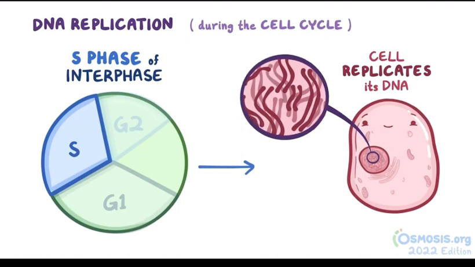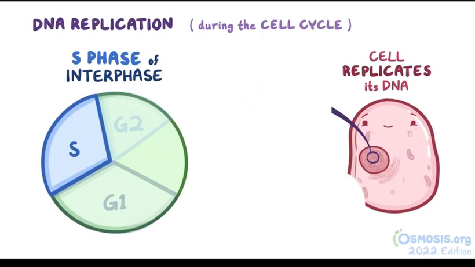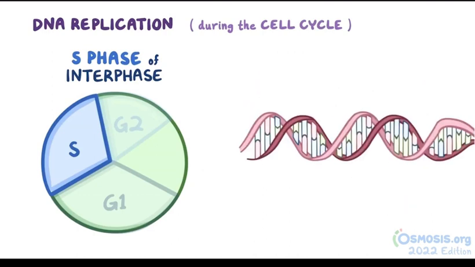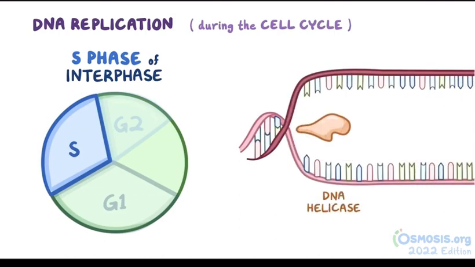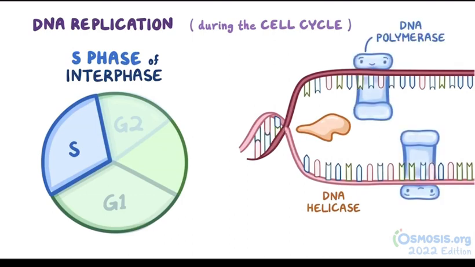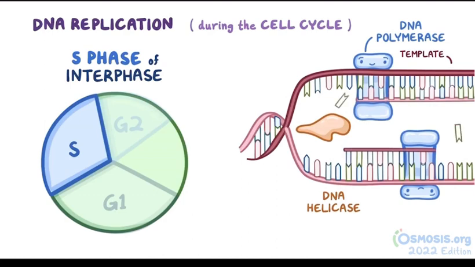DNA during mitosis. If we zoom onto the double-stranded DNA, we can see that during DNA replication, the two DNA strands are separated by an enzyme called DNA helicase. Then another enzyme, DNA polymerase, uses each of the single strands as a template and adds complementary nucleotides to it.